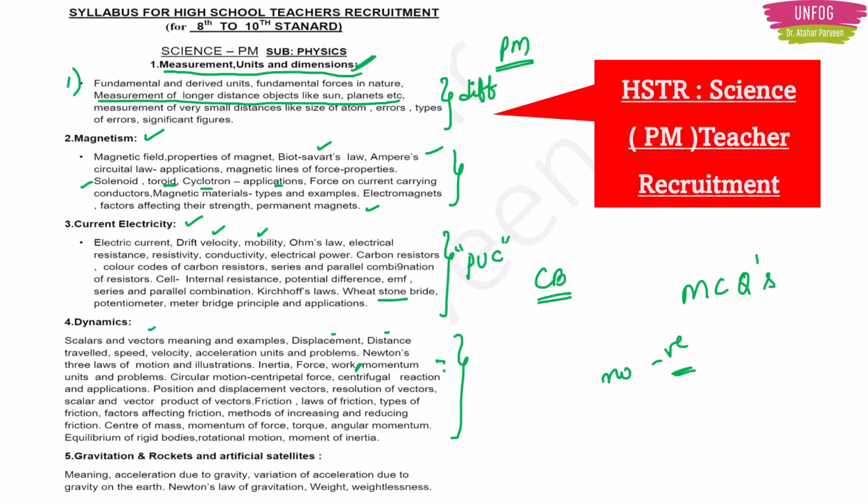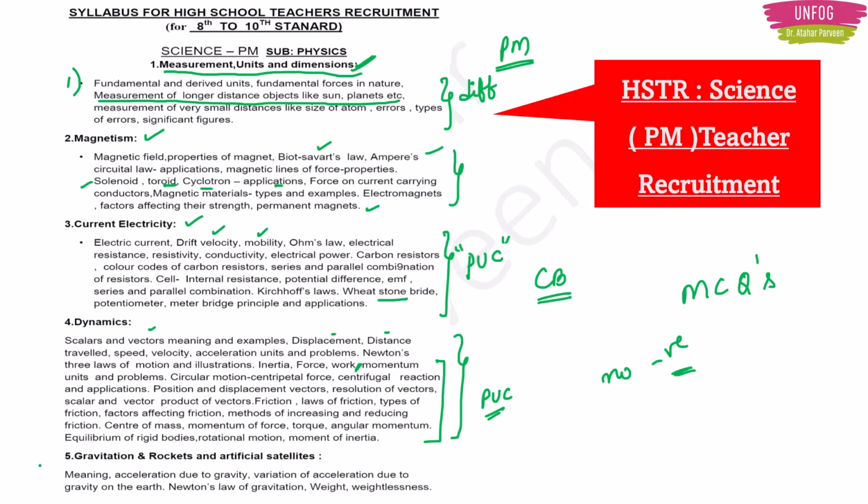Then the rest is all extended for HSTR. They have included centripetal force, centrifugal force, then vectors, position and displacement vectors. You have the center of mass concept, moment of force, torque, angular momentum, rotational motion, moment of inertia. This is all also your PUC syllabus. I mean, you start reading in PUC, you continue this in BSc also, right?